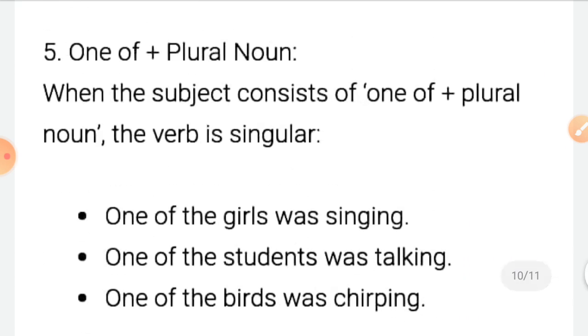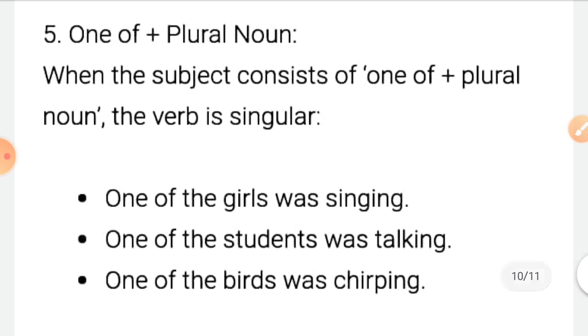Next is one of plus plural noun. When the subject consists of one of plus plural noun, the verb is singular. One of the girls was singing. One of is there, so the verb is singular. What are you saying? You are saying one of the students. So there are many students, and among all the students, here only one student is what we are talking about. So it will take a singular verb. So if you see one of, understand that it will take a singular verb.